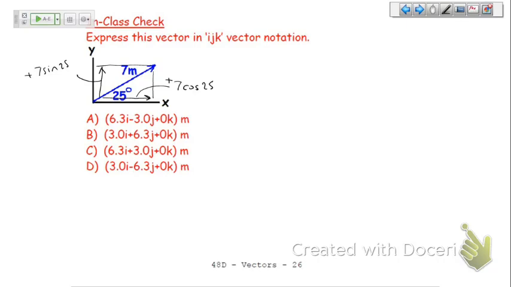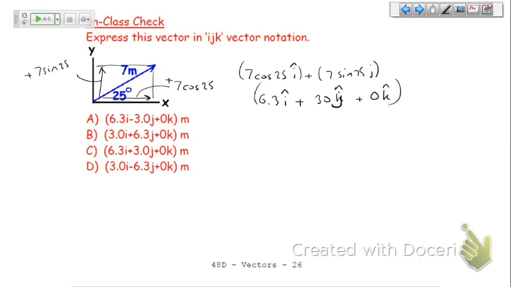So then my ijk vector would be 7 cosine 25 i plus 7 sine 25 j. And then I can just use my calculator. And I got, what, 6.344. So this would be 6.3i. And then this would be, let me just work that out. 7 sine 25, and that would be 2.95, 2.96, so 3.0 j plus 0k.